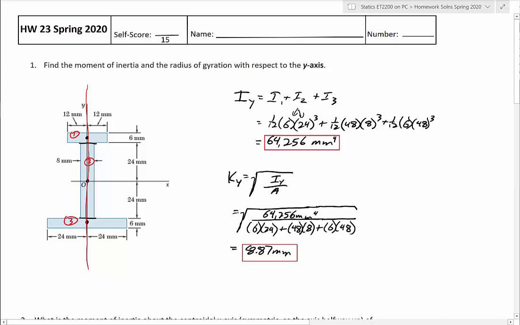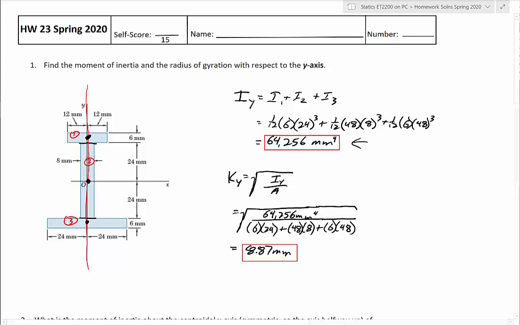But I have three different shapes. Each shape, like I said, their centroid is already on this axis, so I do not need to use parallel axis theorem. Instead, I'm just using that equation three times, adding it up to give me the 64,256 millimeters to the fourth.